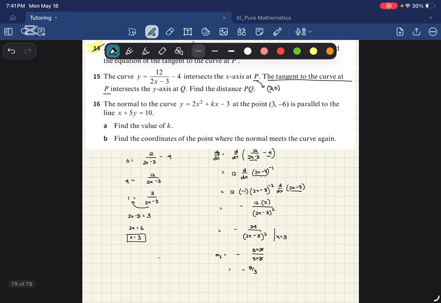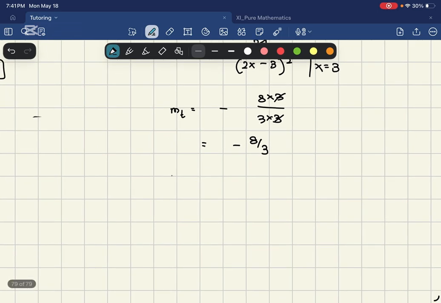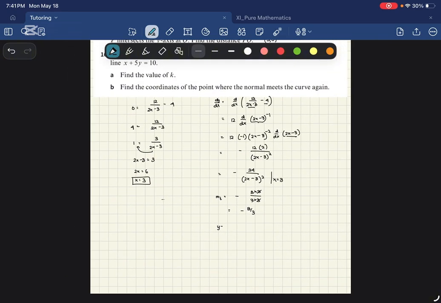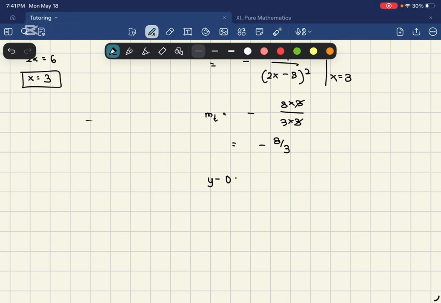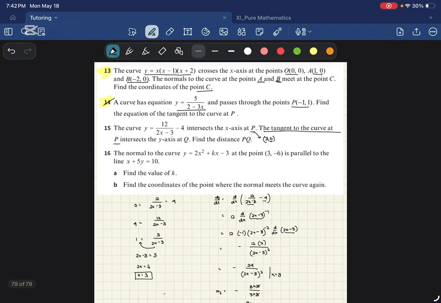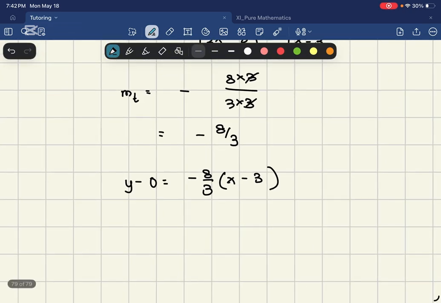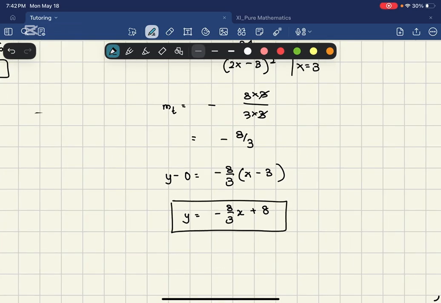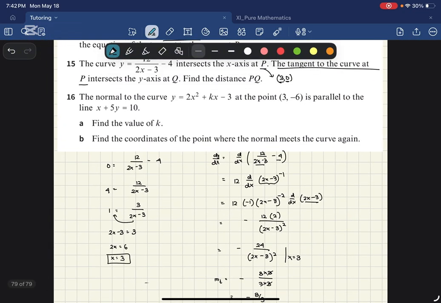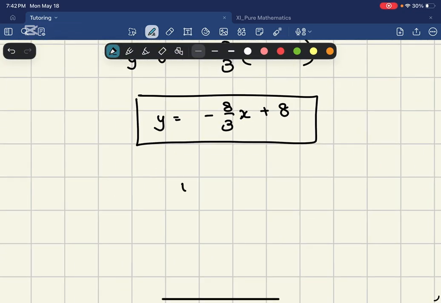So it says the tangent to the curve intersects the y-axis at Q. Alright, so let's find the equation of the tangent. Y minus y1, which is 0, is equal to the slope of the tangent, times x minus x1, which is 3. Using this point P, we are going to find the equation of the tangent line. So that gives me negative 8 over 3 x plus 8. That is the equation of the tangent line. And this tangent line intersects the y-axis. That means x is equal to 0. So y is equal to 8. So 0, 8 is your point Q.